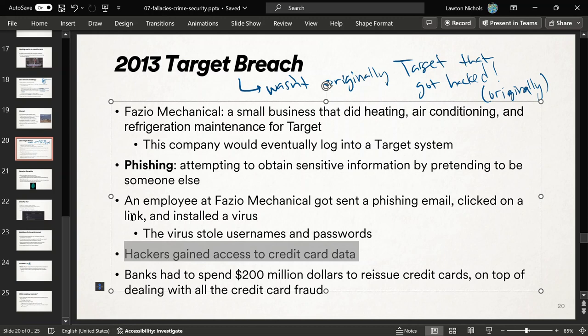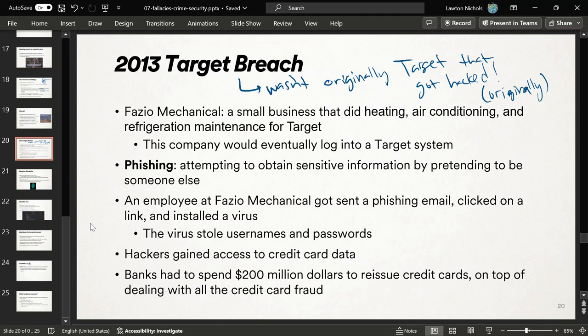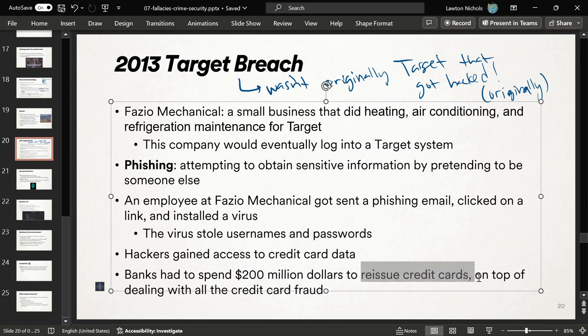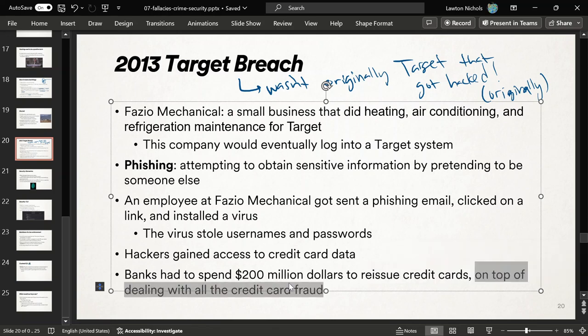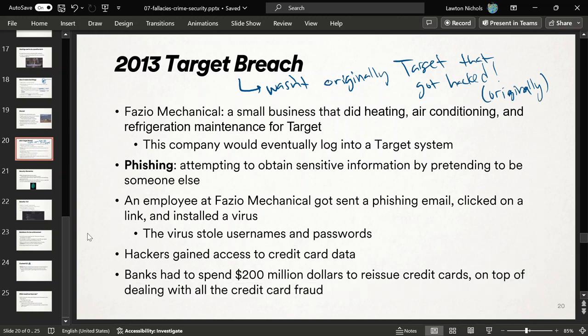And so it gained access to credit card data that was supposed to be kept secret, but they found a way to get at it. And so a lot of credit card fraud happened because of that. And because a lot of people go to Target, there are a lot of different credit cards stored in their system. And so banks ended up having to spend upwards of $200 million just for the fraud, just to reissue the credit cards, right? To give lots of people new credit cards, on top of having to cancel all the transactions that were fraudulent. So it's a very expensive breach.